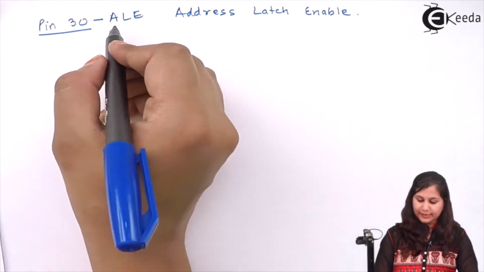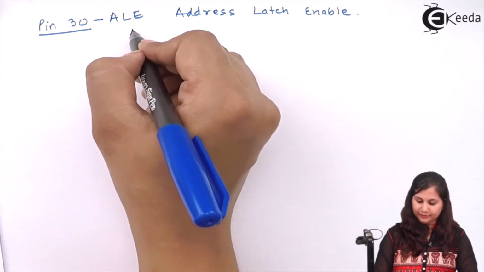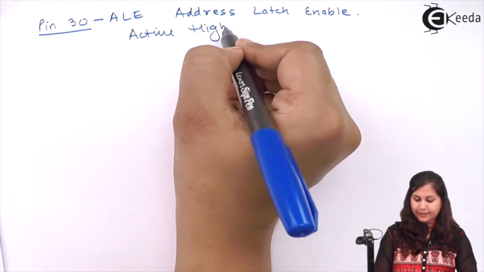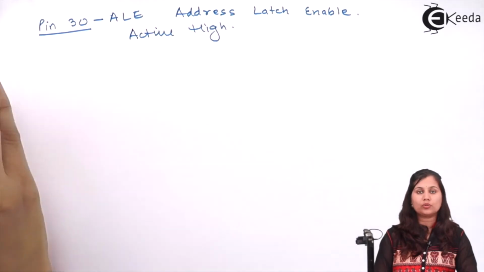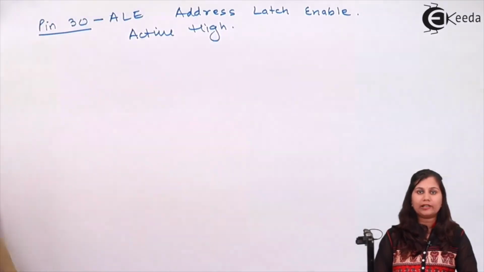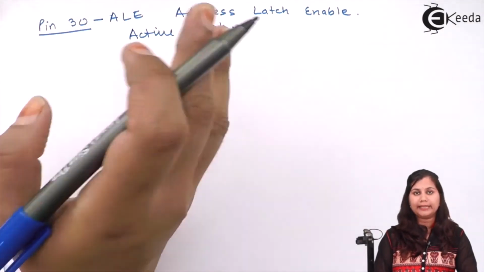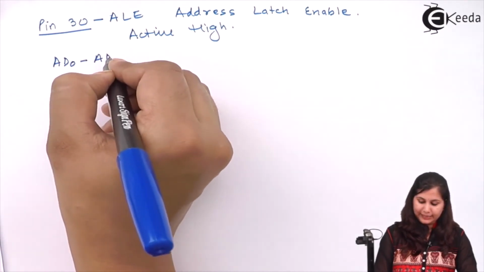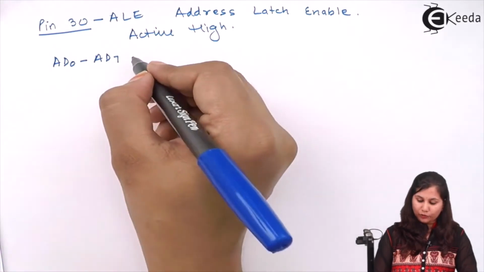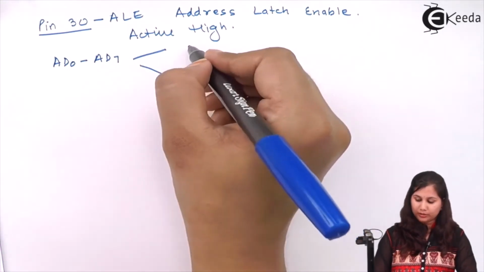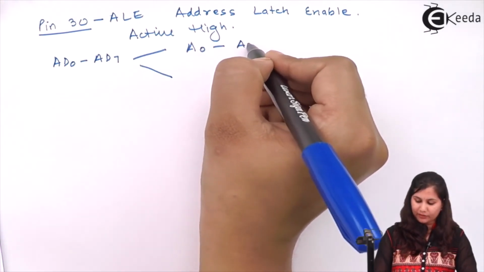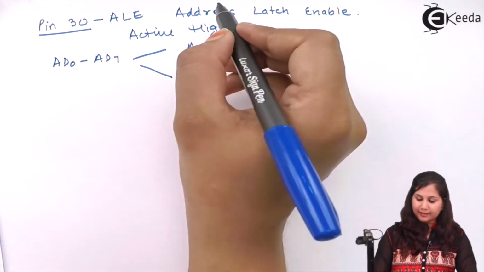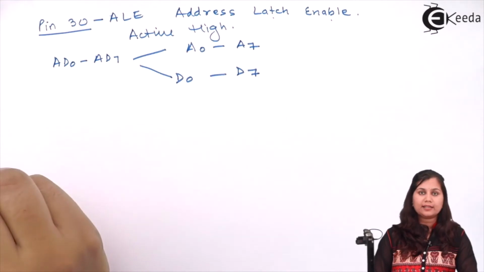This signal is an active high signal, and it is used when we want to demultiplex the address and the data bus. We have the address and data bus multiplexed like AD0 to AD7. So when we want to separate it out, so that we have A0 to A7 and D0 to D7, then this address latch enable is used.